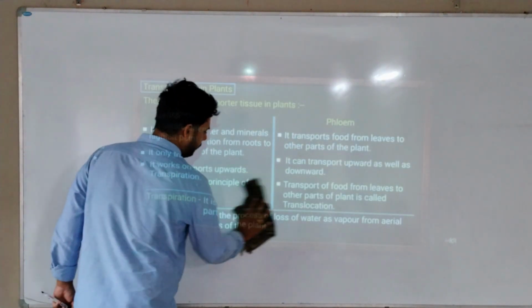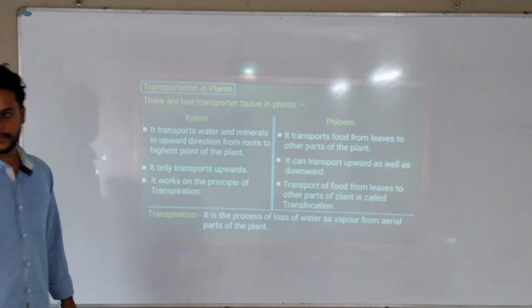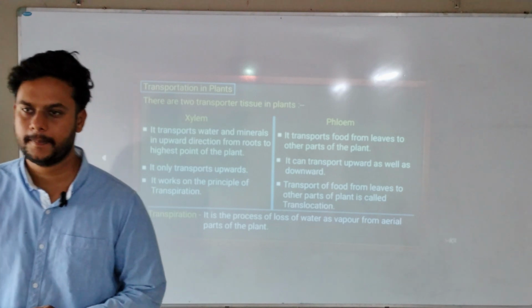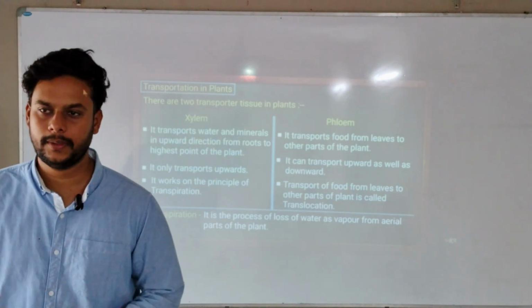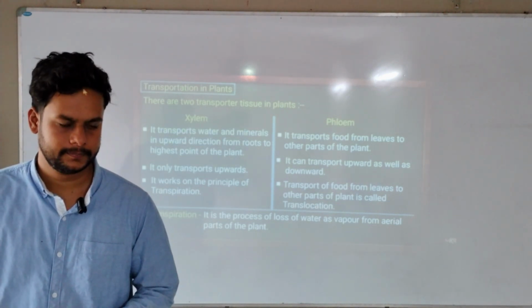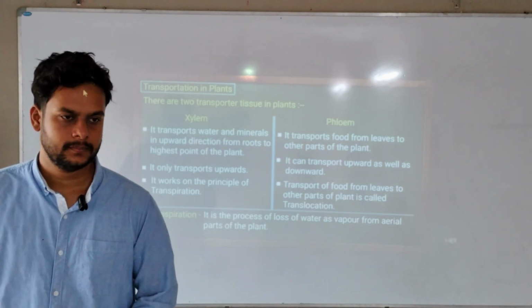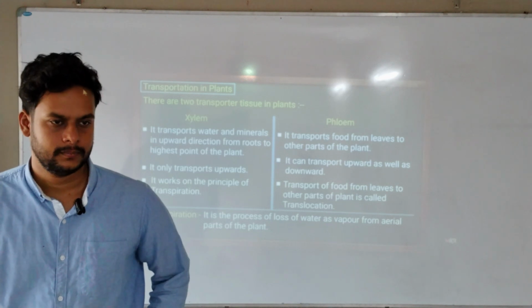Okay, the most important part of the chapter, xylem and phloem. You have studied this in class 9th, class 8th. What's xylem? Now we are into plants. These are tissues present in plants which help the plant to transport water and minerals from one part to another.